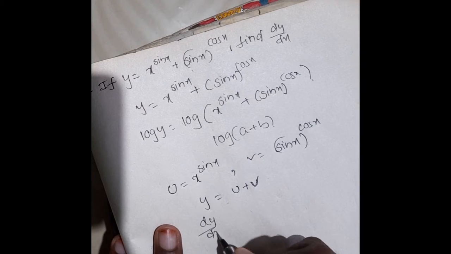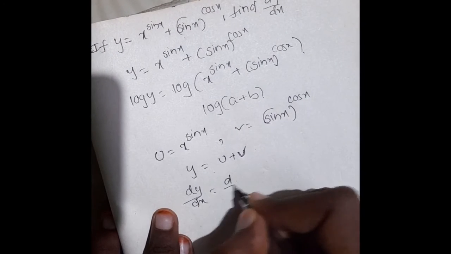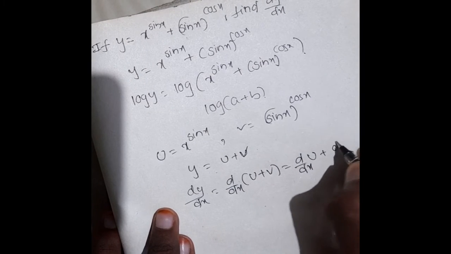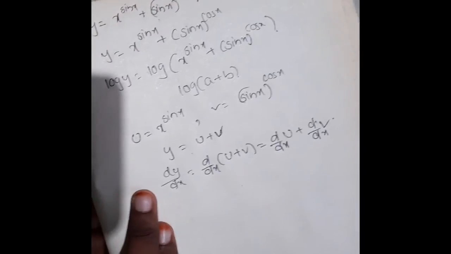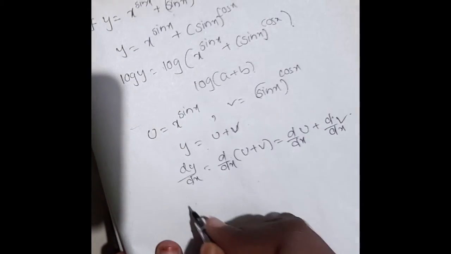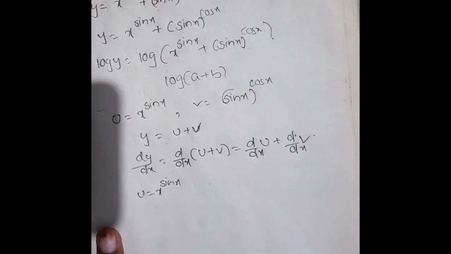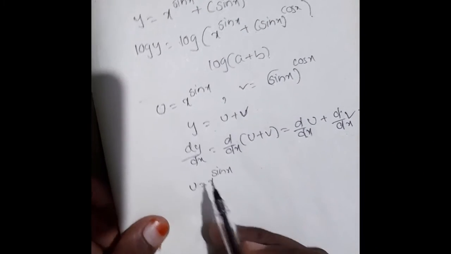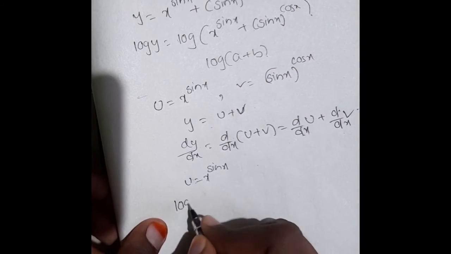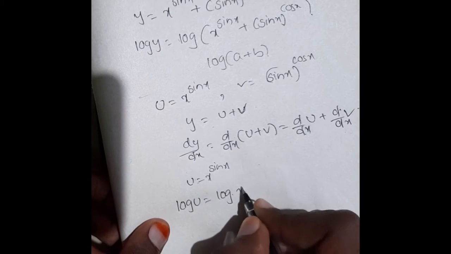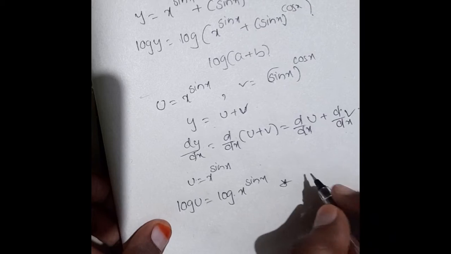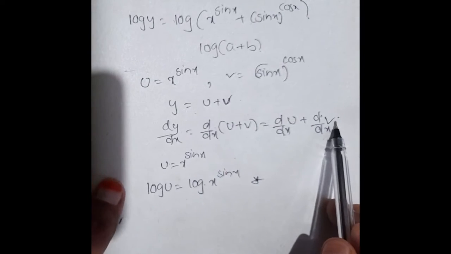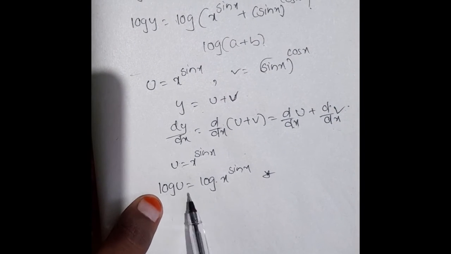So we can write y equals u plus v. Now applying derivative on both sides, dy by dx equals d by dx of u plus v, which equals d by dx of u plus d by dx of v. We have to find d by dx of u and d by dx of v separately. Now we can apply log, it will become easy. First we will find the derivative of u, then the derivative of v.